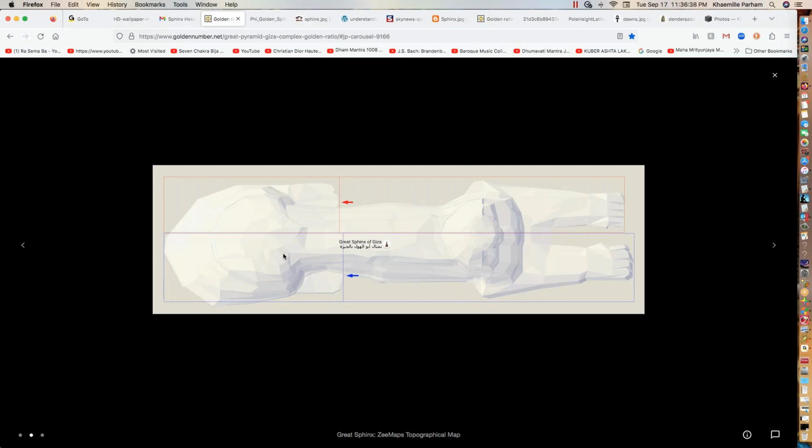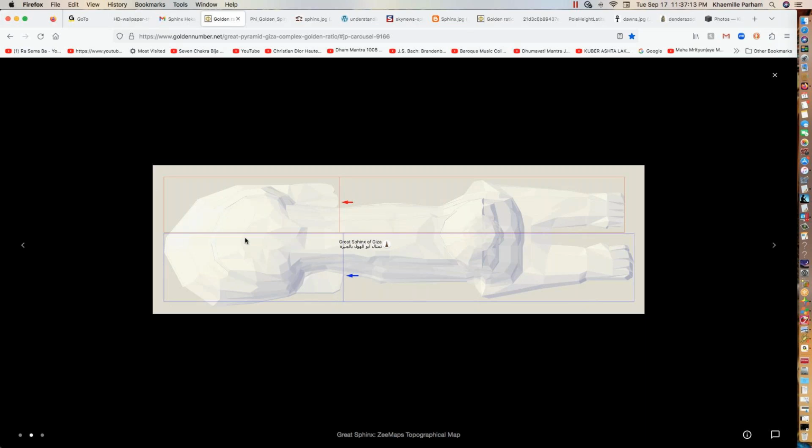But segment A, which is lower right haunch rectangle, is 53.48 royal cubit. This longer blue, lower right, is 86.52 royal cubit. And the entire length is 140 royal cubits. And it so happens that the length of the boat pits along Giza Great Pyramid are also the same length as 140 royal cubits, linking the Sphinx to the boat pits of the Great Pyramid.